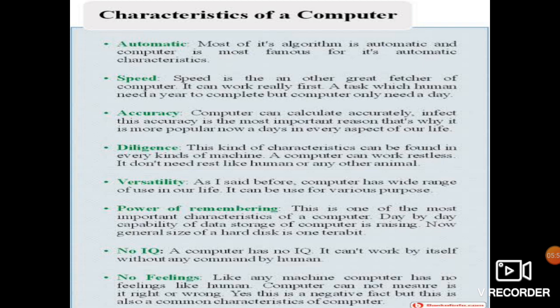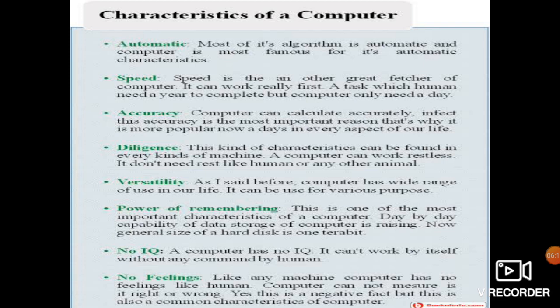Speed, जो speed है उसकी, it keeps on increasing generation by generation because the efficiency is also increasing. Accuracy, as the speed is increasing, as the processing quality is increasing generation by generation, the efficiency of giving good result, the accuracy of giving good result is also increasing.